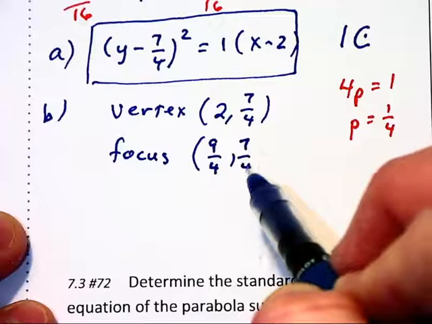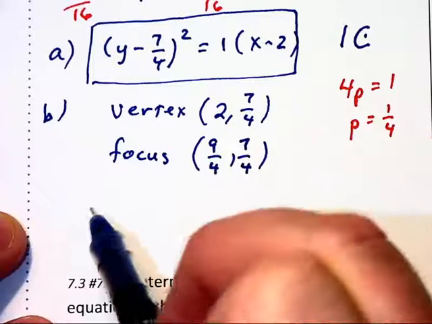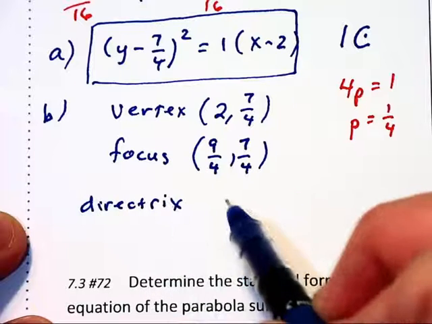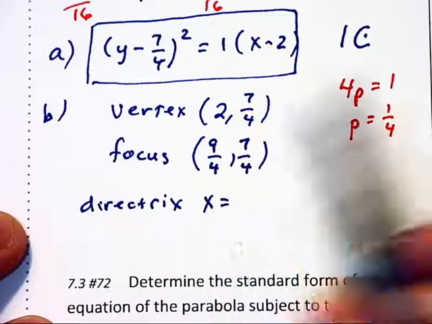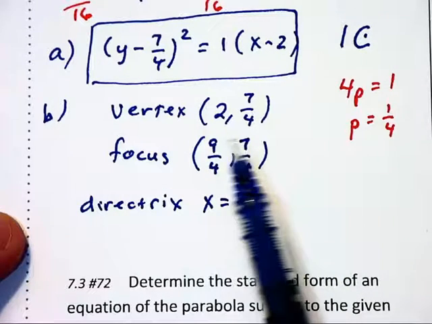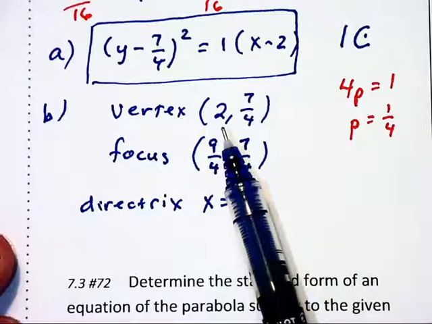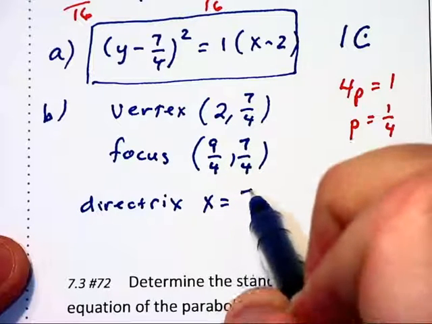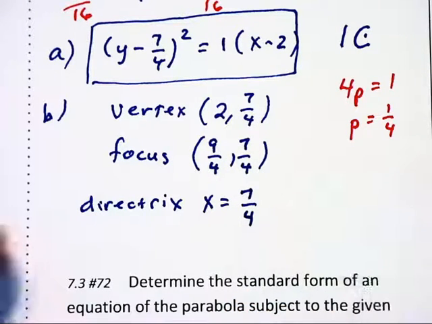And the directrix is going to be a vertical line, therefore it will be x equals, and it will be 1/4 to the left of 2, which puts it at 7/4, and x equals 7/4 will be the directrix.